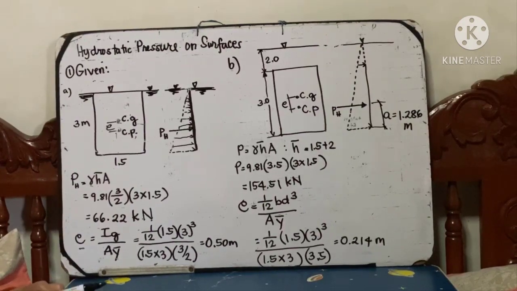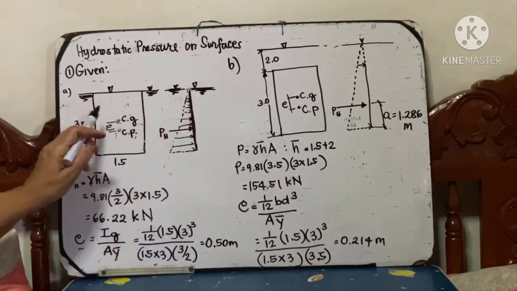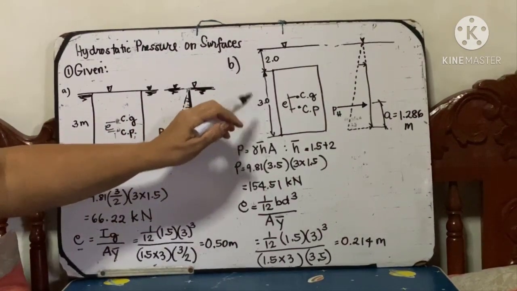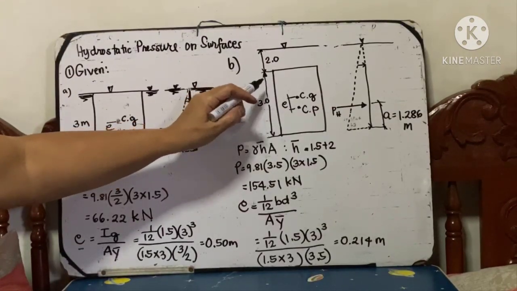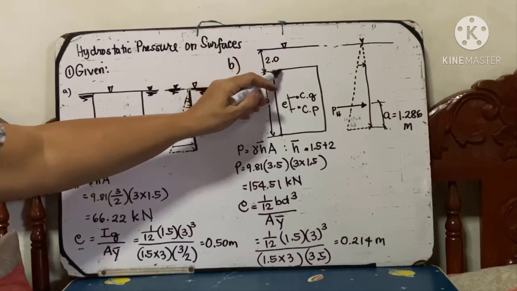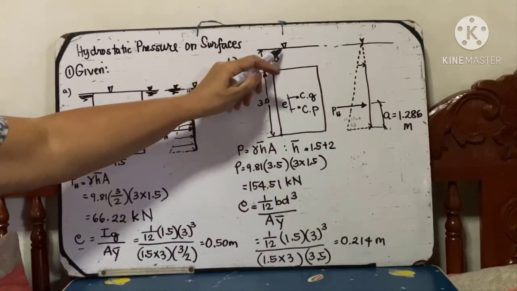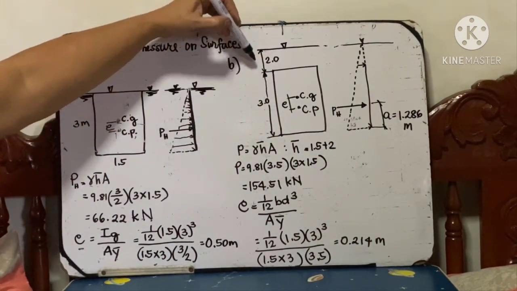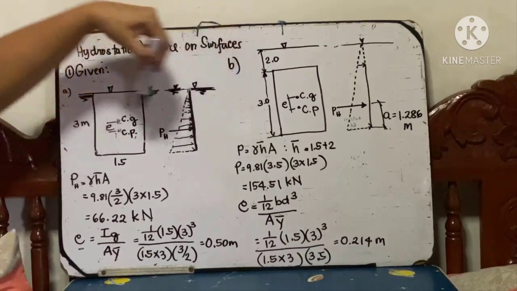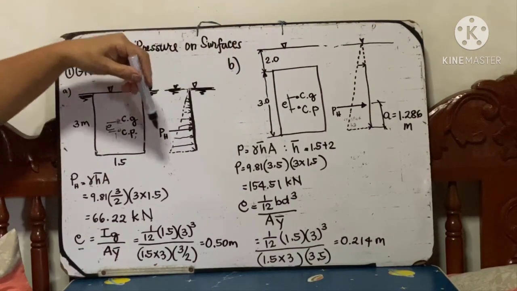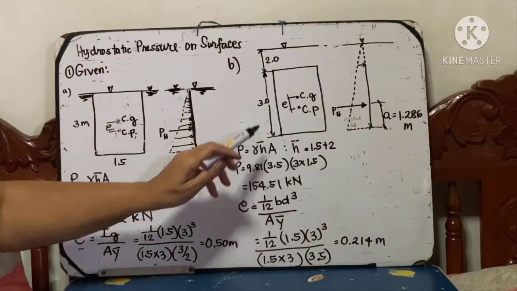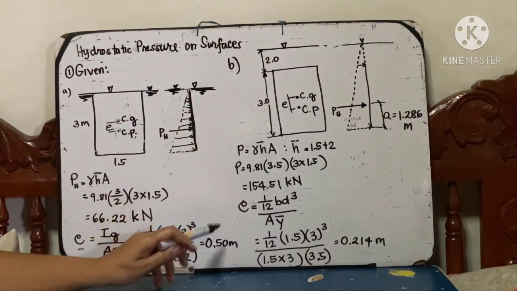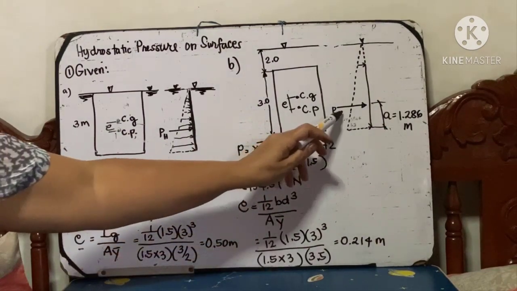Now, if you are going to have the same body immersed in the same body of water, its top is 2 meters from the surface of water. Now we will submerge it deeper, the same rectangular object, 1.5 by 3. So what is the situation now?